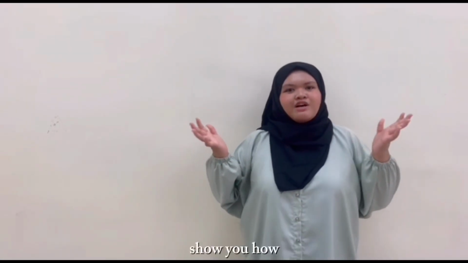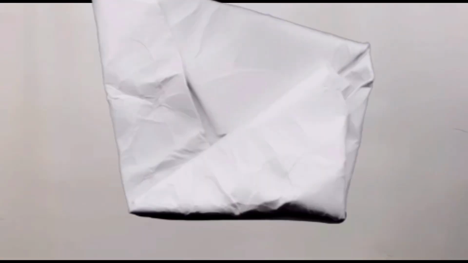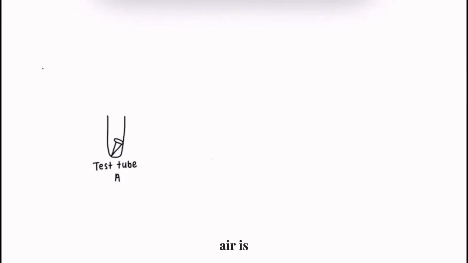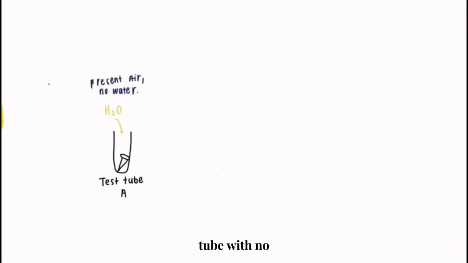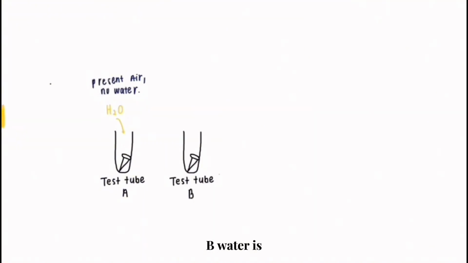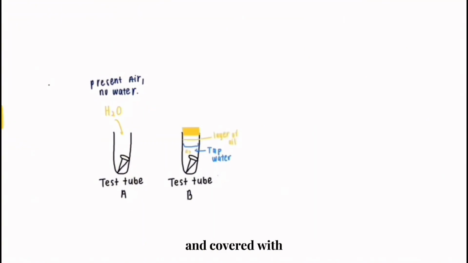Now let me show you how rusting works. In test tube A, air is present but water is absent. The iron net is placed in the dry test tube with no water added. In test tube B, water is present but air is absent. The net is submerged in tap water and covered with a layer of oil to prevent air from entering.